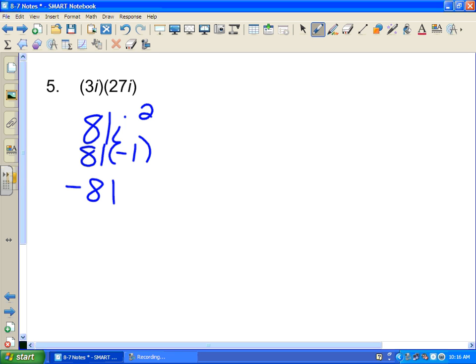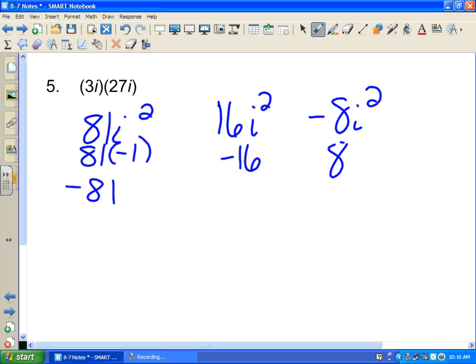Right. So you don't have to write this down. Just do a couple of them. So 16i squared is what? Negative 16. Okay, so what if you had negative 8i squared? It would be 8. Got it?